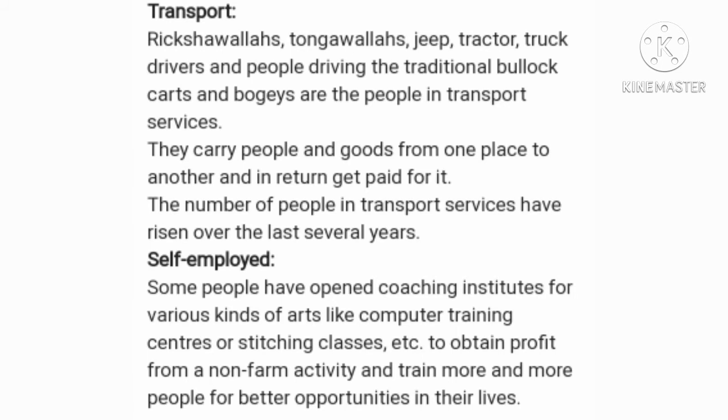Next one, self-employed. Some people have opened coaching institutions for various kinds of arts like computer training centers or stitching classes, etc. to obtain profit from non-farming activity and train more and more people for better opportunities in their lives. So the self-employed people opened coaching institutions for computer training centers and stitching classes, etc. So what are the non-farming activities practiced in Palampur? Dairy farming, small scale industries, shopkeeping, transport, then self-employed.